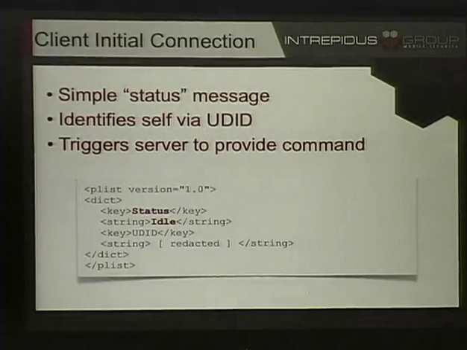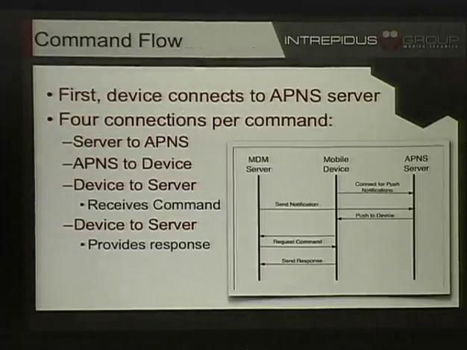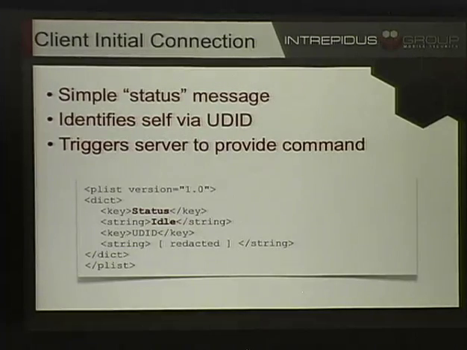So here's what the initial response looks like. Back here where I say the device talks to the server and gets a command, this is what the device says to the server in order to get that command. It's just a very simple message that says status idle. And again, it's identifying itself by the unique device identifier. That way the server can say, okay, here's iPod such and so, you need to do this, and then it responds with a command.